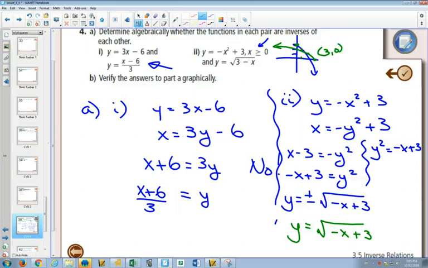Another way of looking at this is to think about domains and ranges. We had originally our domain being the x values bigger than or equal to 0. What happens to all of our x values when we do the inverse?